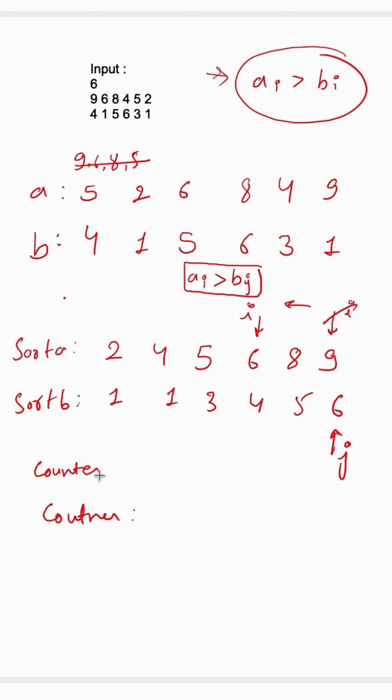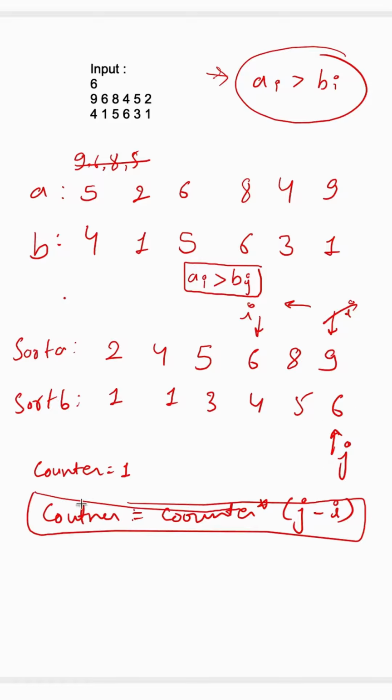We'll take a counter, and its initial value will be 1, and counter will be equals to counter into j minus I. What is j minus I? These are the possible values of A of I that can be kept with B of J. So this is the formula that we are going to use, and first counter will be equals to 1 into the difference, which is 2. So the counter will be equals to 2.